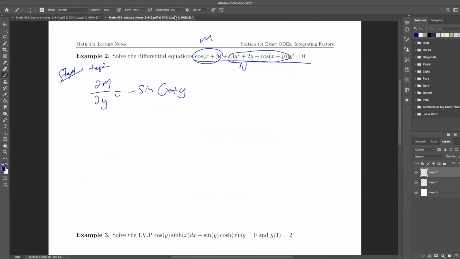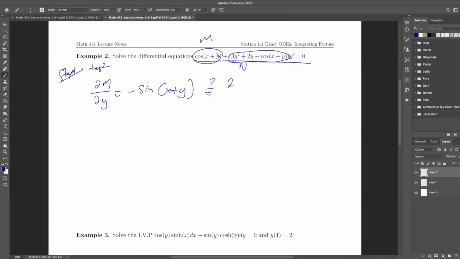Goodbye. All right, so here, the derivative of this with respect to y is just cosine becomes minus sine, and then if you do a quick u substitution and chain rule, you get the same thing. So here we go.